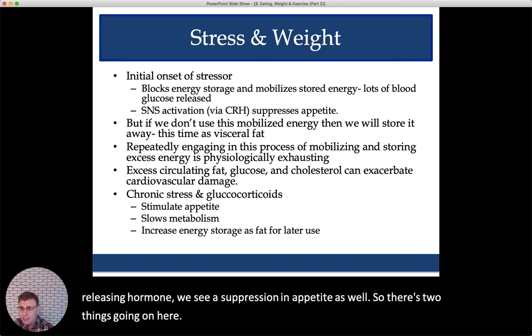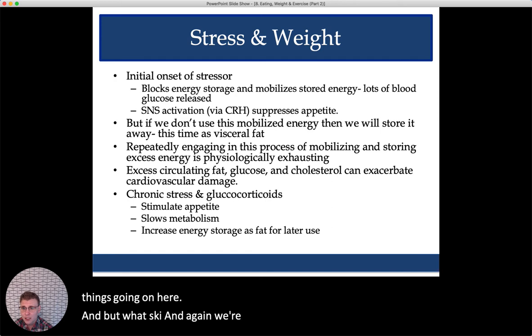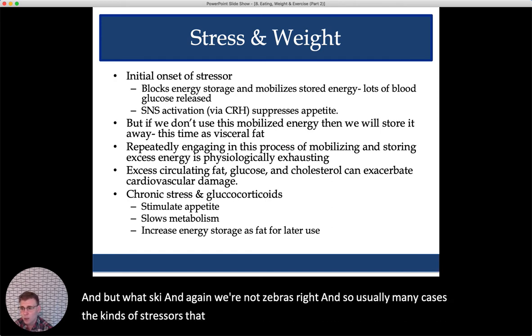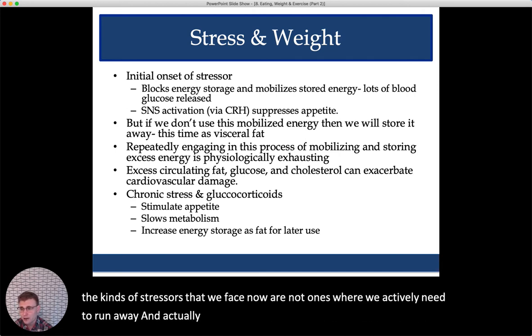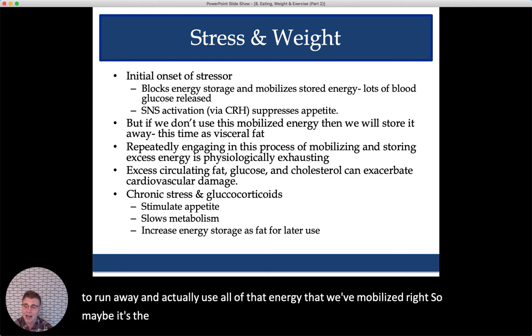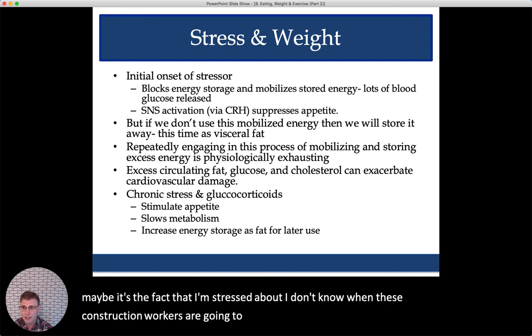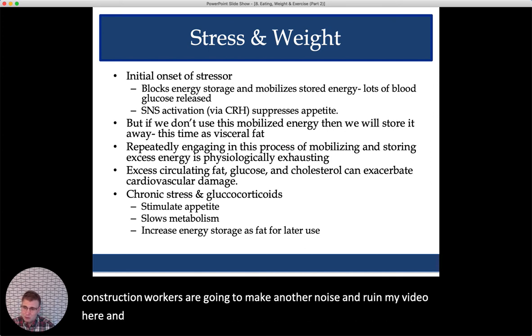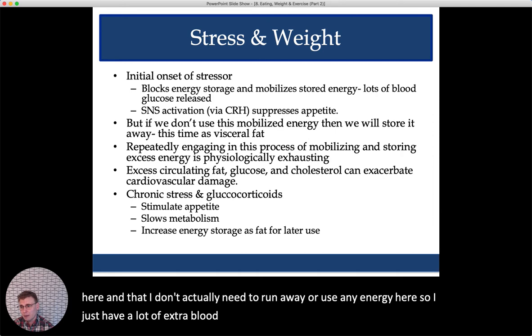But what's key, and again, we're not zebras, right? And so usually, in many cases, the kinds of stressors that we face now are not ones where we actively need to run away and actually use all of that energy that we've mobilized, right? So maybe it's the fact that I'm stressed about, I don't know, when these construction workers are going to make another noise and ruin my video here. And that I don't actually need to run away or use any energy here, so I just have a lot of extra blood sugar in my bloodstream right now.